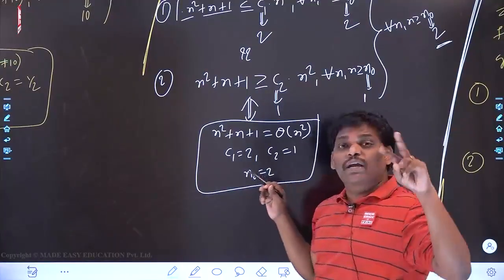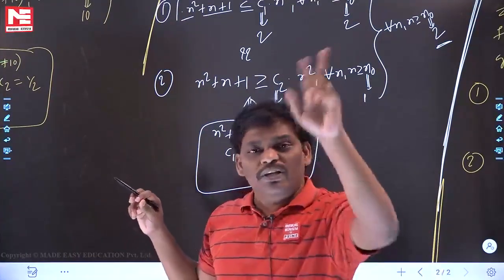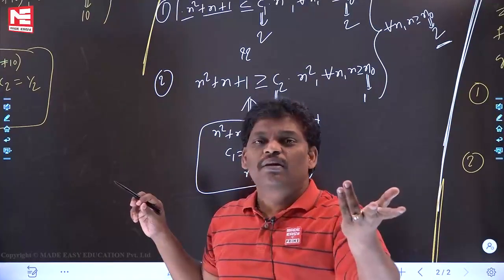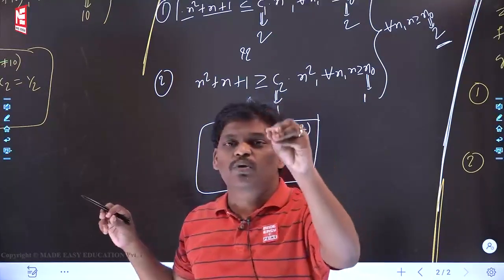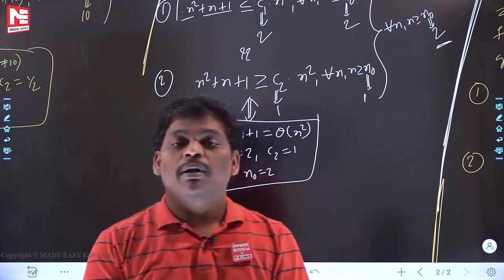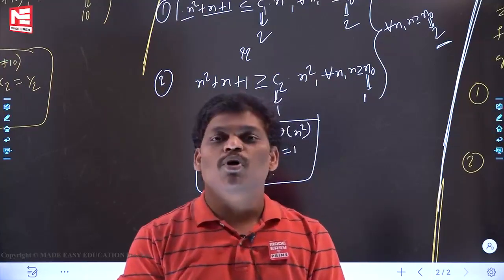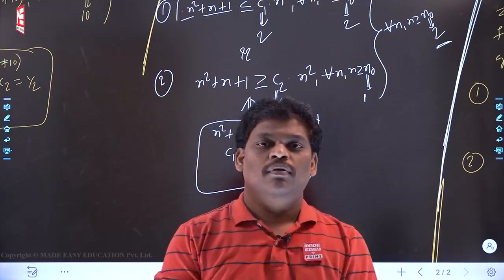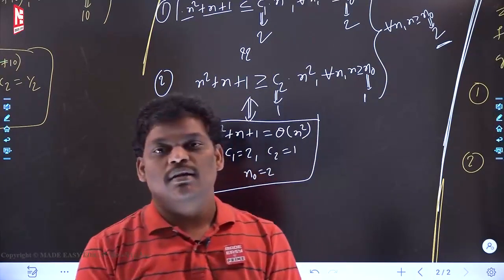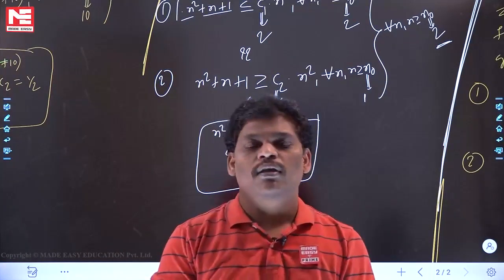Some people are asking, the bigger function is the same, but both are not exactly the same. This is the meaning of asymptotically equal. Small things need not be equal, but the bigger functions on both sides are equal. That means asymptotically equal. What is the meaning? Small things don't bother. Concentrate on the bigger things. If the bigger things are equal, they are equal. This is called asymptotically equal.